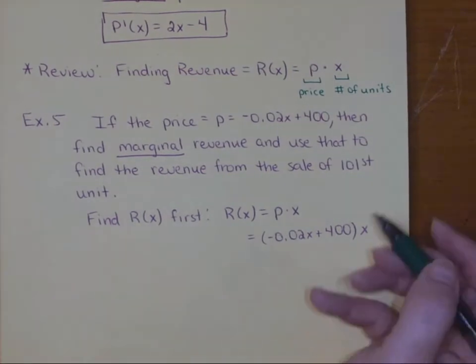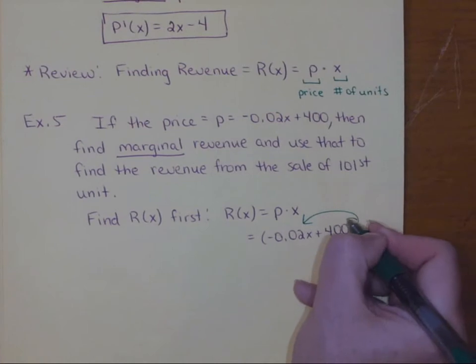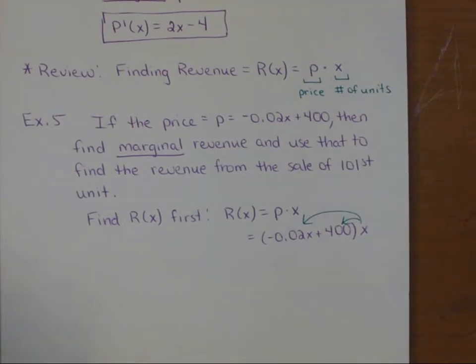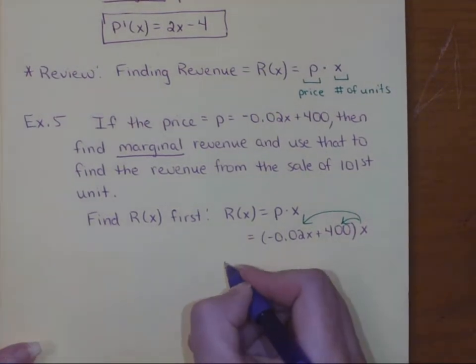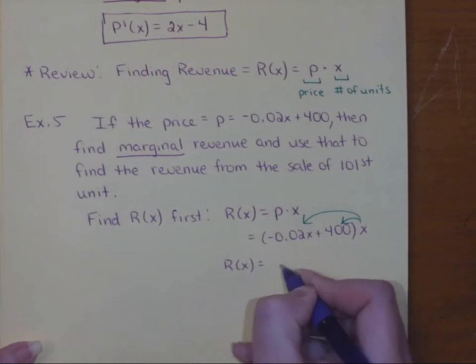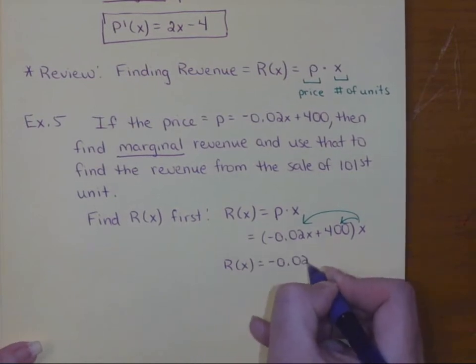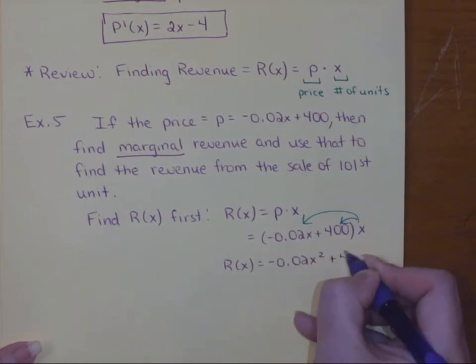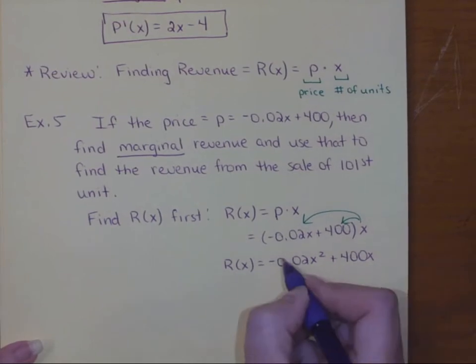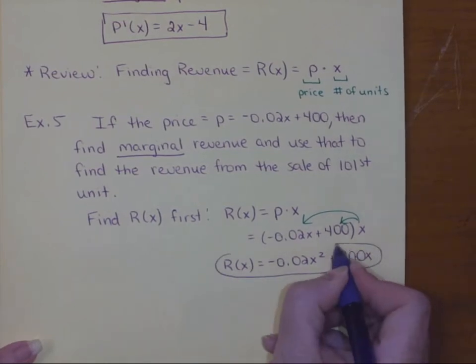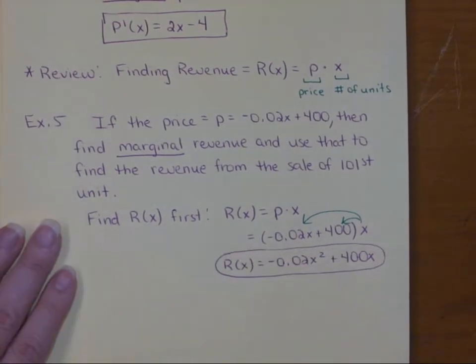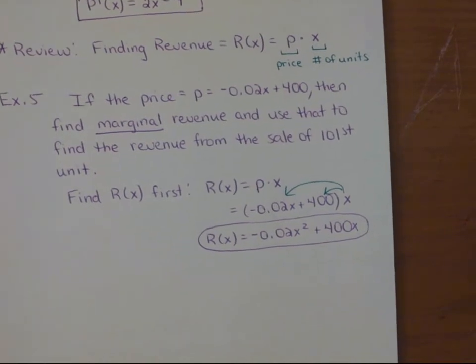So this is just like a backwards distributive property, kind of. I know we're used to seeing maybe the number in the front, but in the end we'll get R of X equals negative 0.02x squared plus 400x. I'm going to circle this, but this isn't really my final answer, though I'm going to use it. I had to have R of X before I could ever have the derivative function.